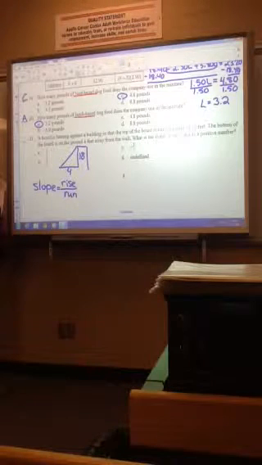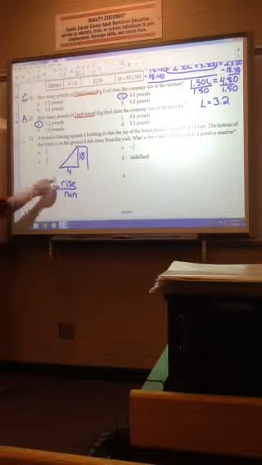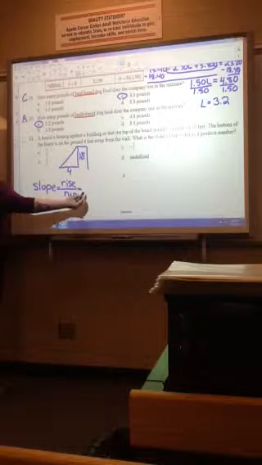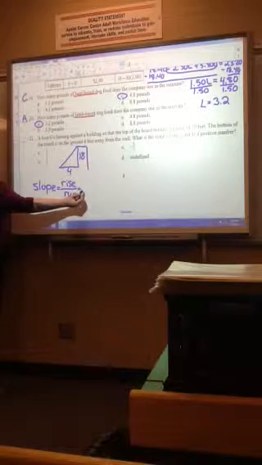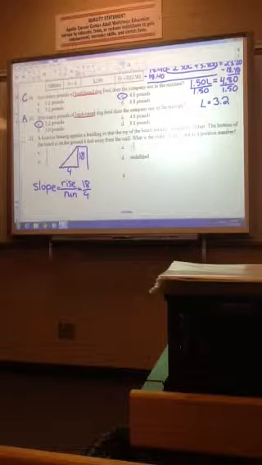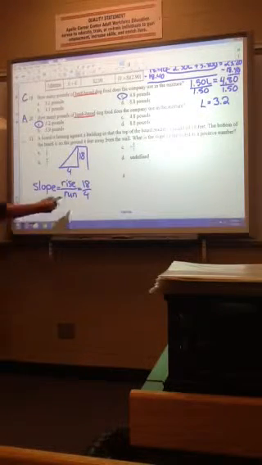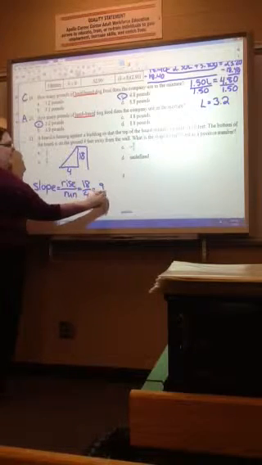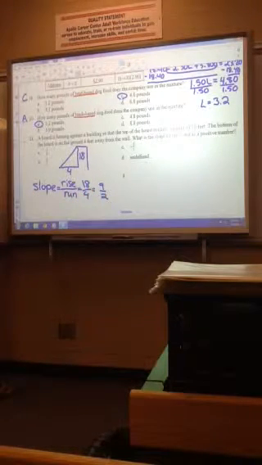Slope of the board as a positive number. So rise, what's the rise here? 18. What's the run? Uh-oh, I don't have 18 over 4. Simplify. So divide each by 2 and we get 9 over 2, which is B. Good.